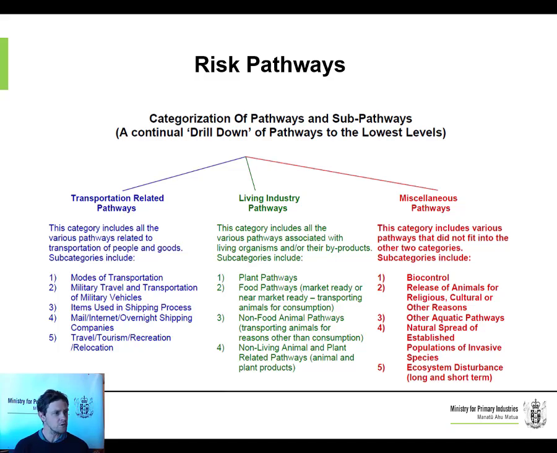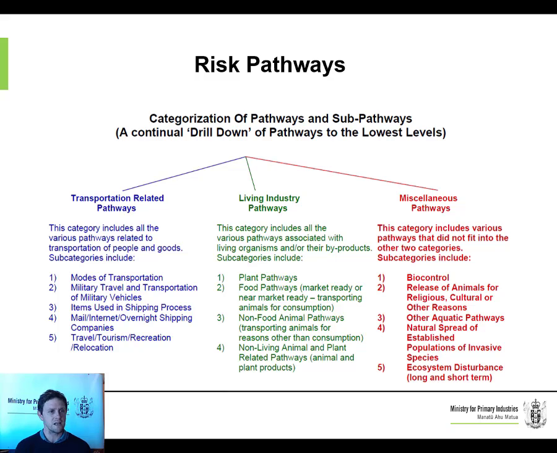First one is transportation related pathways. So this looks at all your different modes of transportation, your truck versus your sea freight versus your air freight. They look at the types of risks that those particular transportation methods can provide when you are moving the commodity in which your organism might be present. We looked at those living industry pathways, so the type of pathways for a plant or a food, such as transporting animals for consumption, or for non-consumption purposes such as rendering or pet food, and non-living animal and plant-related pathways for animals and plants.